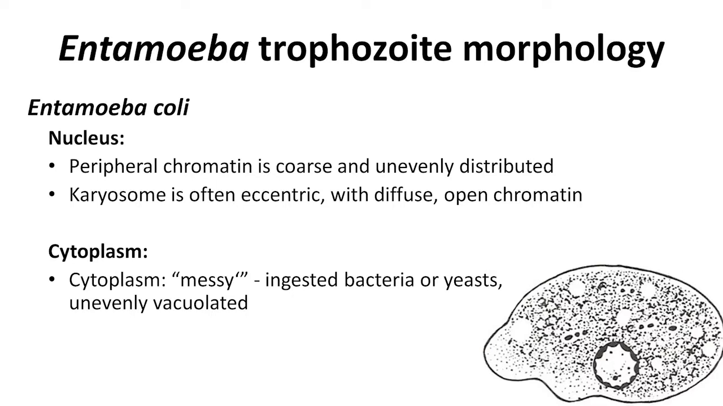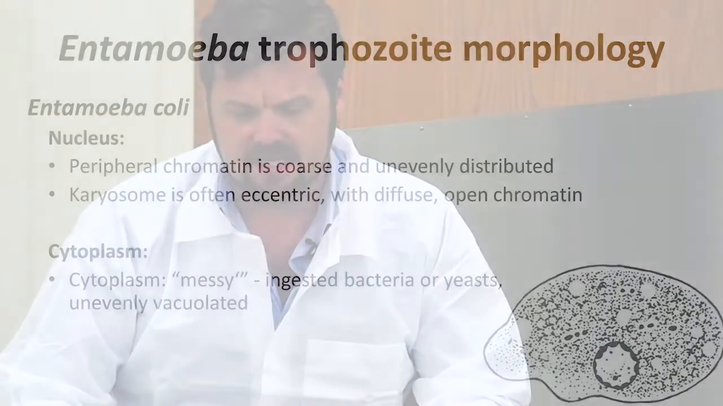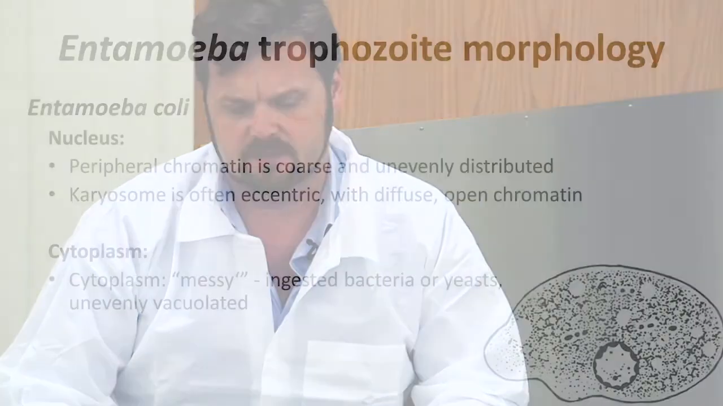Once again, the morphology of the nucleus is identical to that which we see in the cyst. This uneven peripheral chromatin, where in some parts there's not much of it, in other parts there's a lot of it. So it's unevenly distributed. And an eccentric karyosome, which is often a little bit more diffuse, a little bit larger and less tight and dark than you'd see in Entamoeba histolytica.